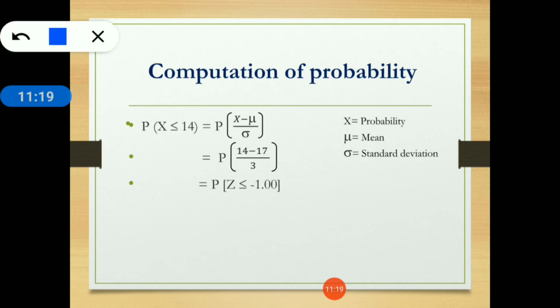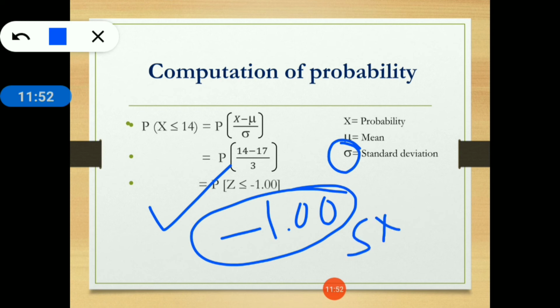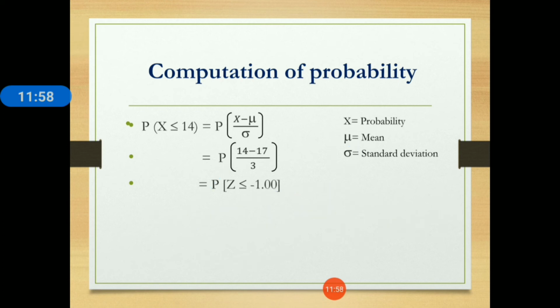Now just put all these values in this equation: z equals (x minus mu) divided by sigma. So x is 14 weeks, mu is 17 that we have calculated, and sigma, the standard deviation, is 3. So our z value in this case is minus 1.00. Using this value we can find the probability with the help of the standard normal distribution table.